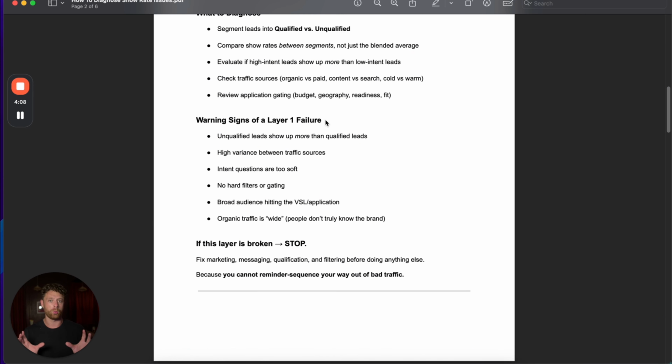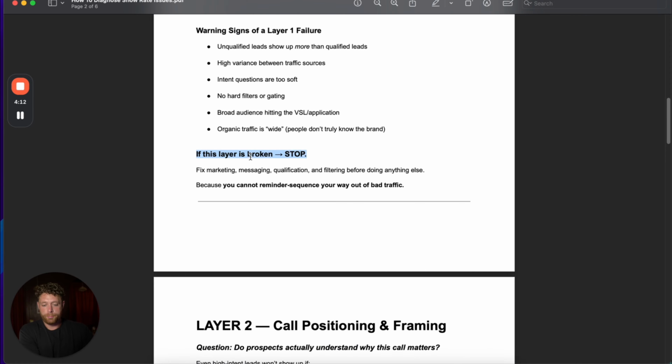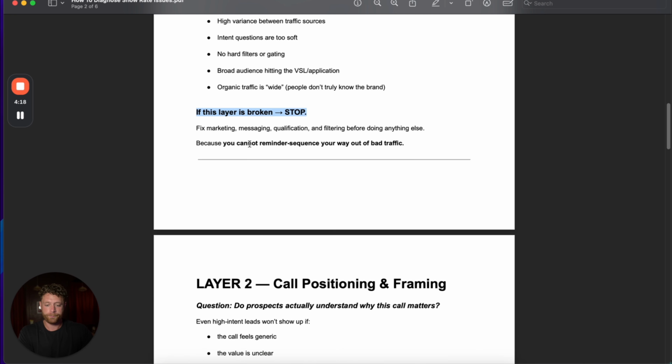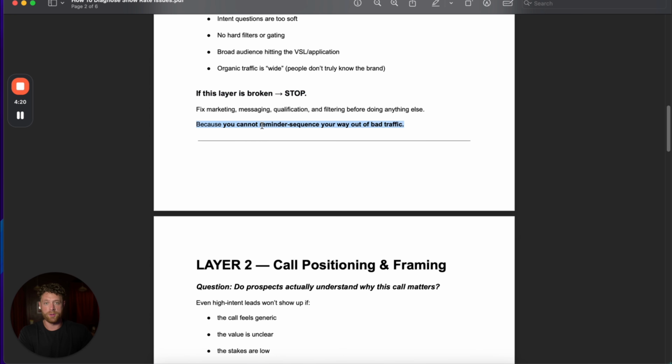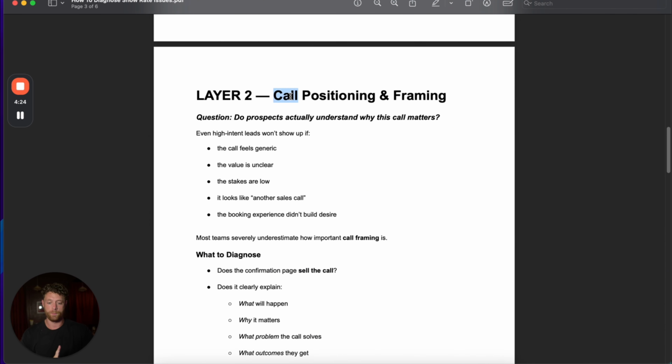So people don't really understand your brand or why they're there. Now, if this layer is broken, stop, okay? You need to fix your marketing, messaging, qualification, filtering before you do anything else. Now, if this layer is not broken, if you don't see any issues here, we can move on to layer 2. Now, layer 2 is called positioning and framing.